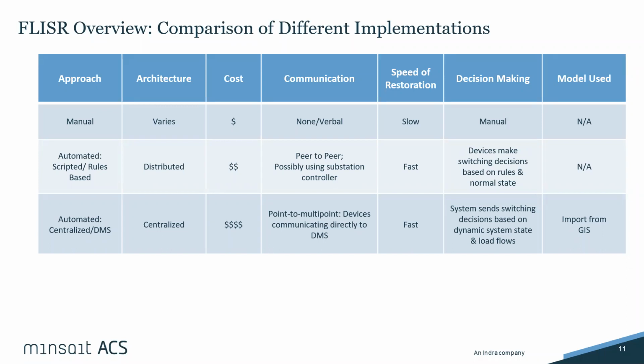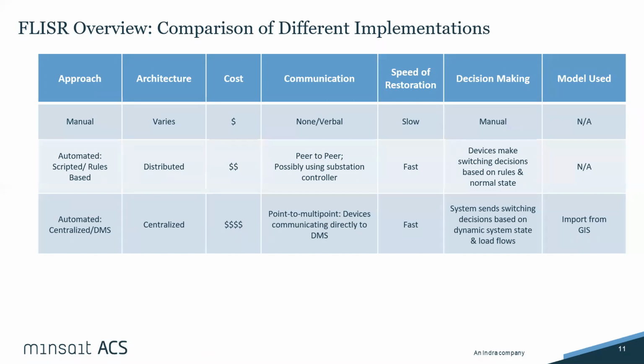You're actually bringing in a model from your GIS. Traditionally, this is a pretty high cost endeavor. Now, there are a lot of advantages of bringing in a GIS model to be used as a real-time system model. Certainly, beyond just FLISR, there are a lot of capabilities with being able to do load flow analysis, state estimation, and such. But if all you're looking to do is FLISR, this may be a cost prohibitive approach for you.